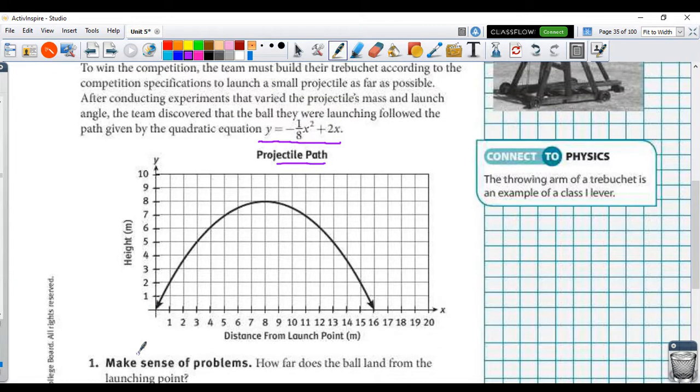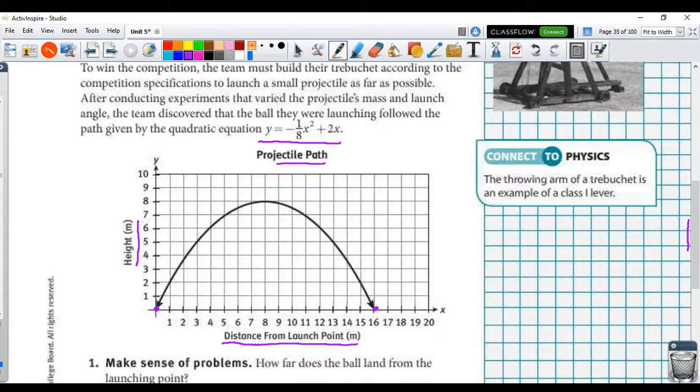So if we're looking at this graph, it shows us the height of the projectile and the distance from the launch point. So when the height of the object is at 0 and the distance from the launch point is at 0, that means that they're actually at the launch point. So this is where they're launching the projectile from. So it goes into the air and then it starts coming down on this side and it hits the ground over here. So this shows the distance from the launch point when the height of the object is 0.